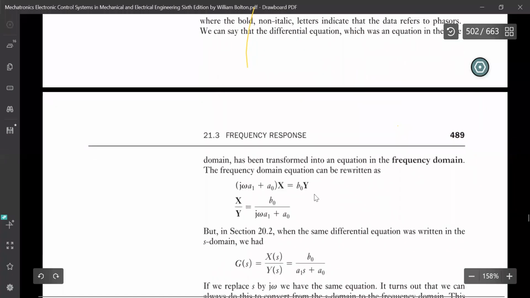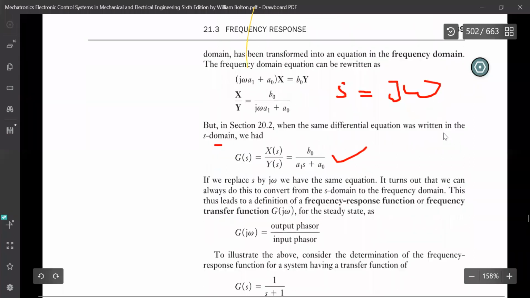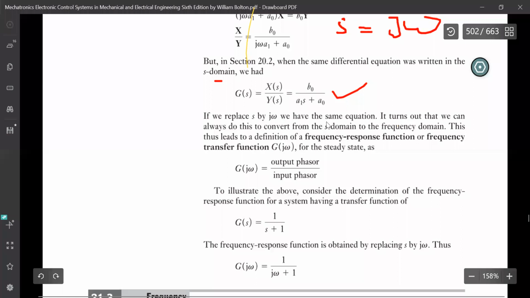Now this can be rearranged, and you can find x upon y. X upon y means you have found this. If I'm writing it in the s domain, this is b naught by a1 s plus a naught. You can compare this. So s is nothing but, over here, s is equal to j times omega. So if we replace s by j omega, we have the same equation. It turns out that we can also do this to convert the s domain to the frequency domain.